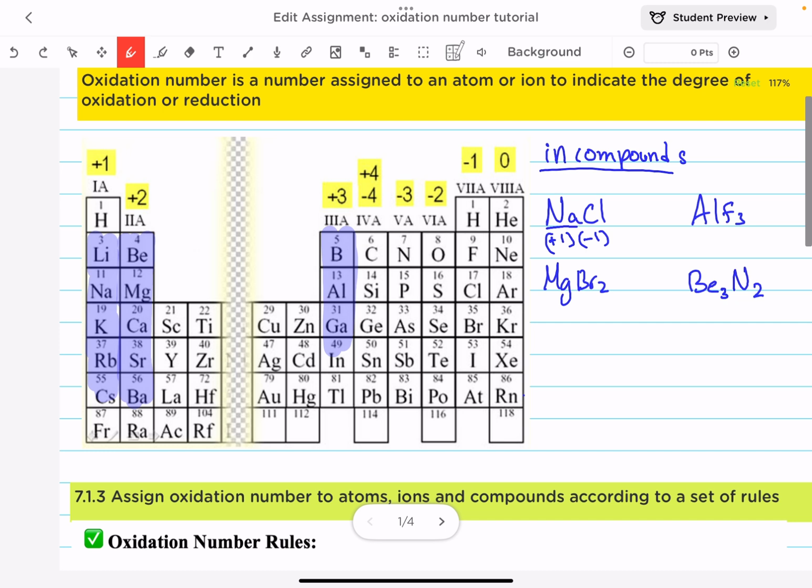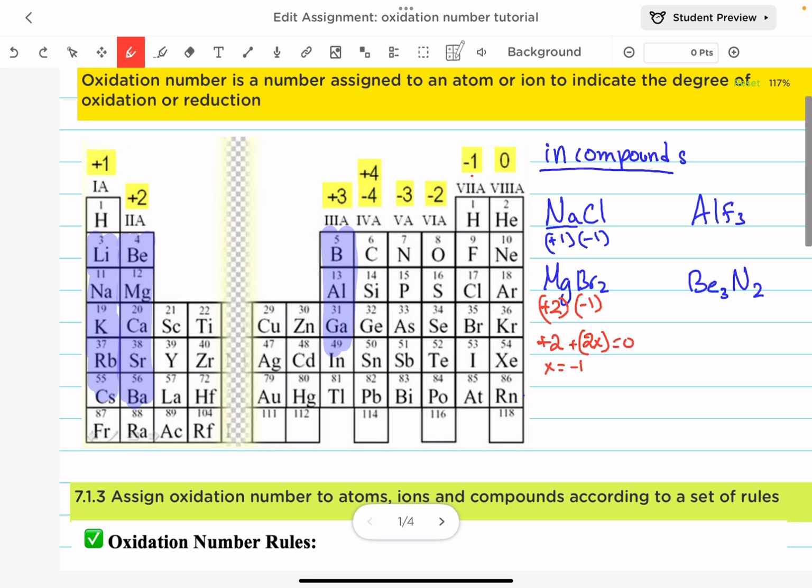MgBr2. So here magnesium belongs to group 2. So the oxidation number of magnesium is positive 2. Now, if I need to know the oxidation number of Br, I can look at the periodic table, it's negative 1, or I can calculate it. I know the Mg, and I'm going to say that Br is unknown to me, 2x. The whole thing is equal to 0 because this is a neutral compound, so x would be negative 1.